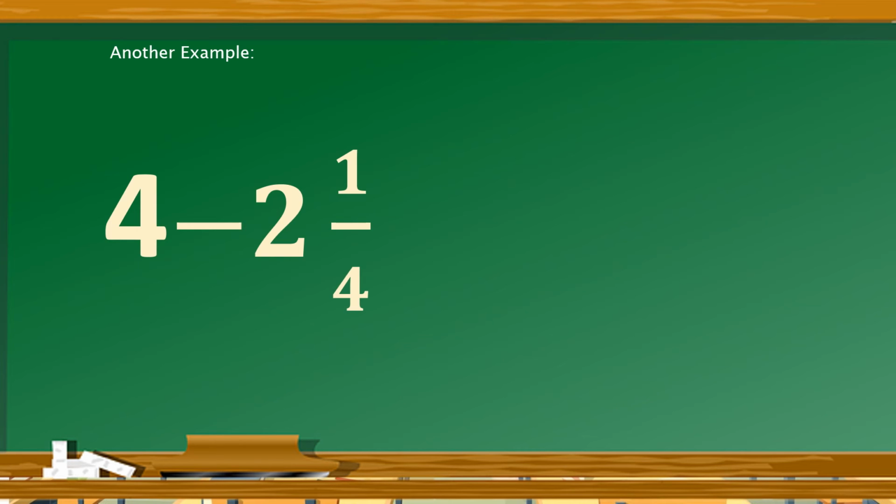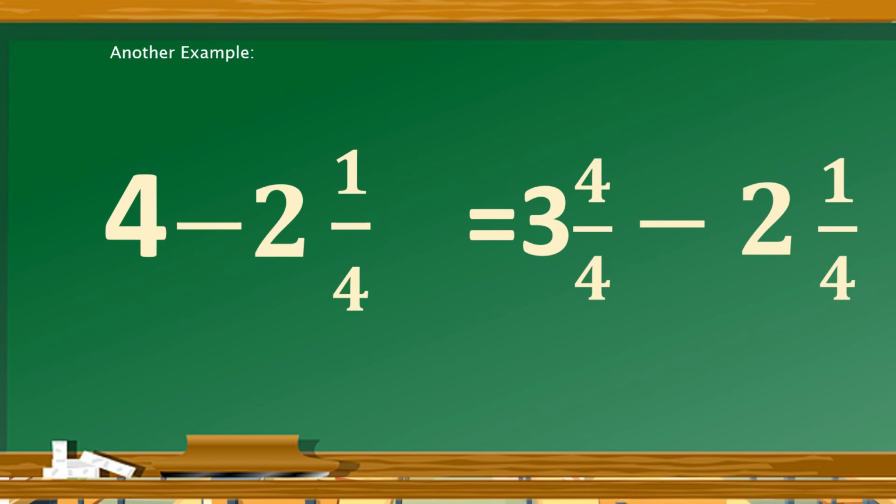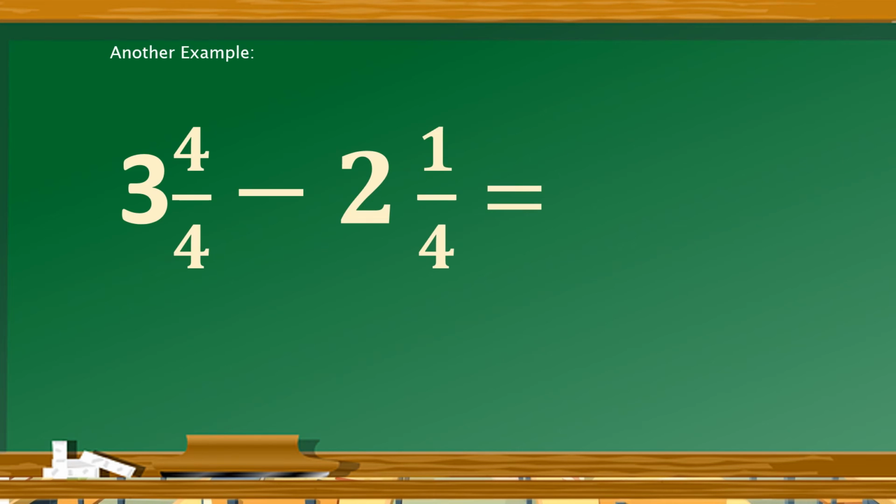Again, we have to borrow 1 from the whole number. So, magiging 3. And the denominator is 4 from the given fraction. So, it will become 4 over 4. Since 4 over 4 is equivalent to 1. And, meron na tayong dalawang mixed fractions. So, since parehas naman sila ng denominators, we can copy the denominator then proceed to subtractions.